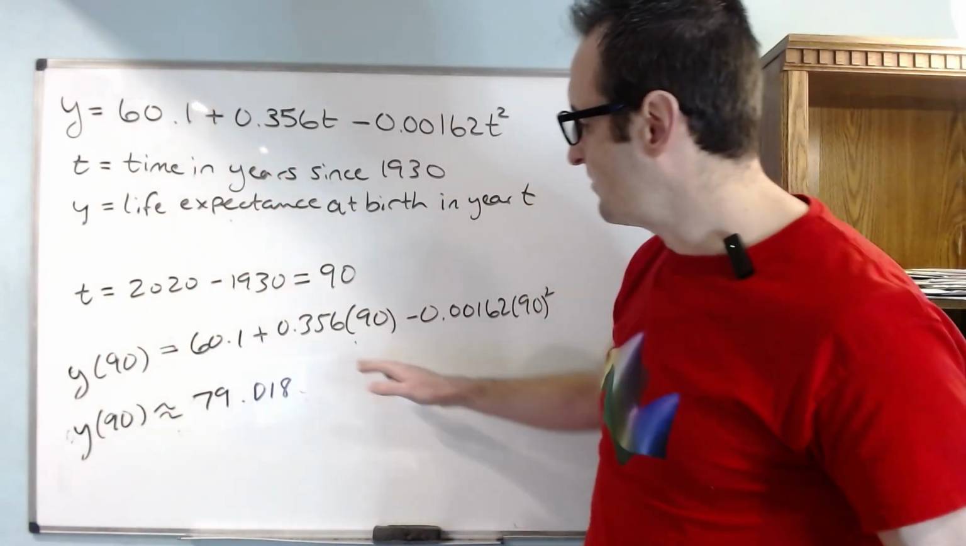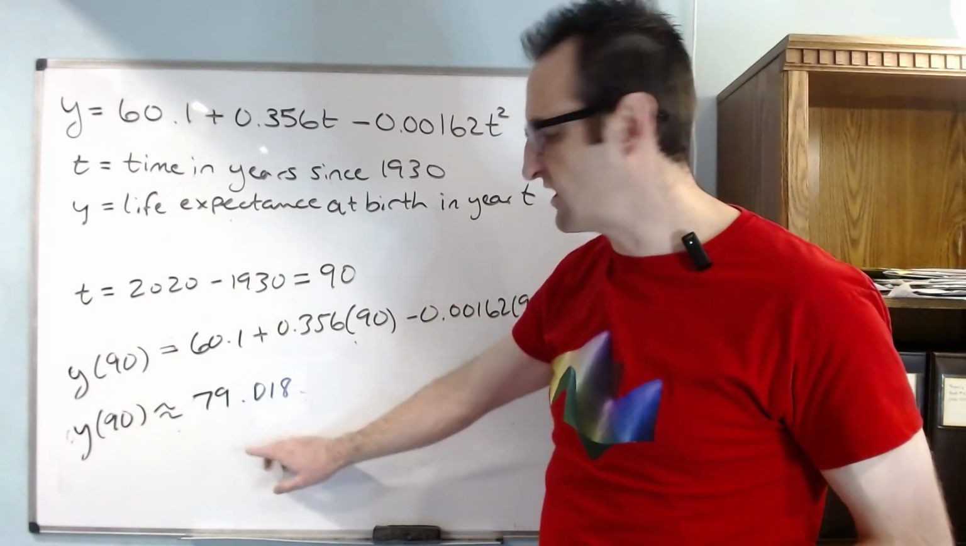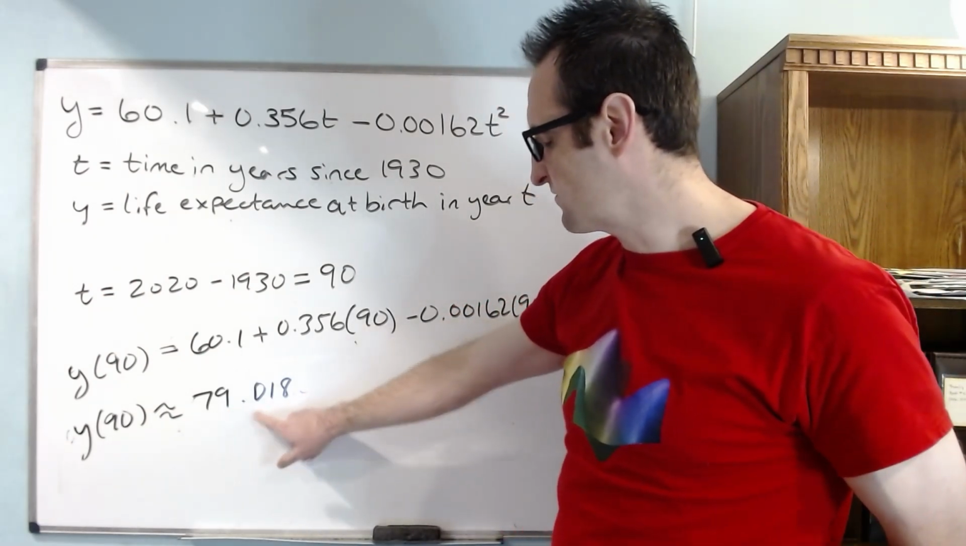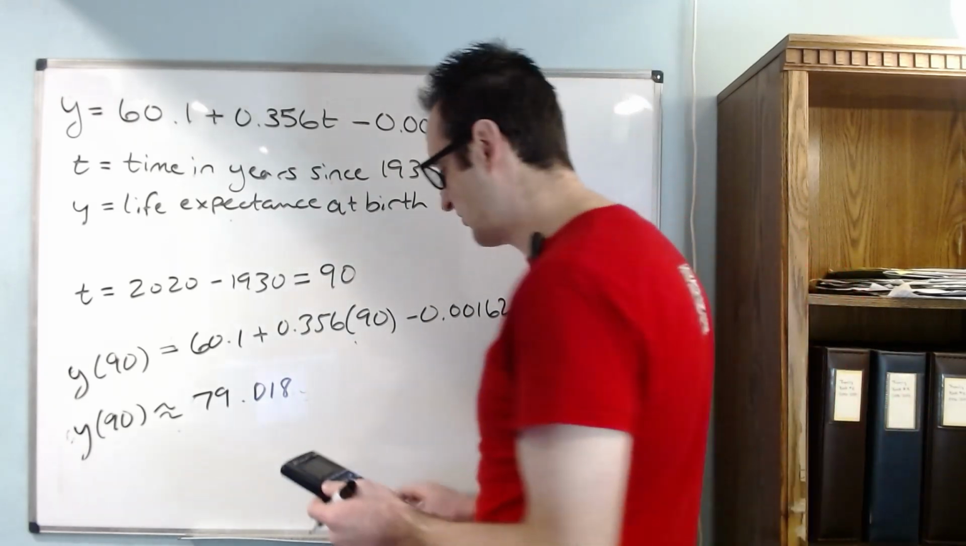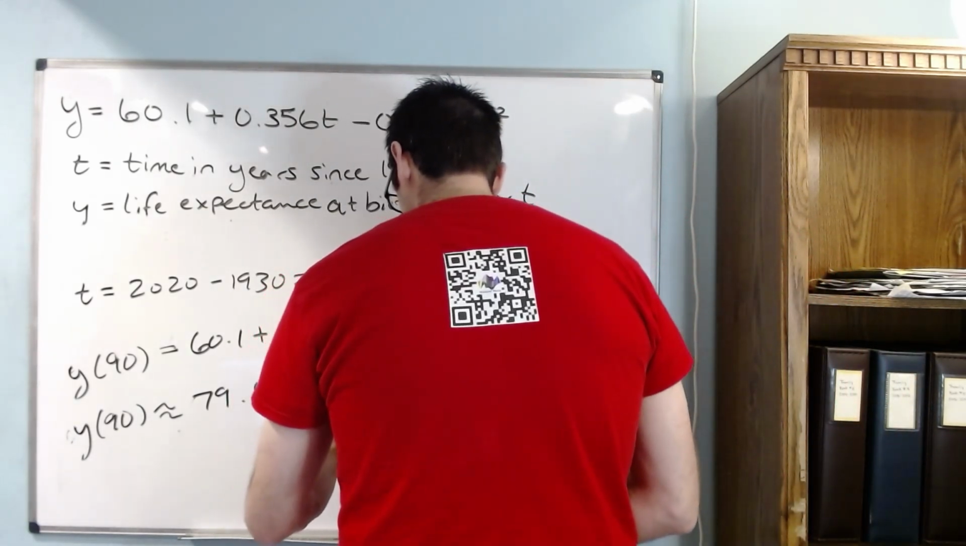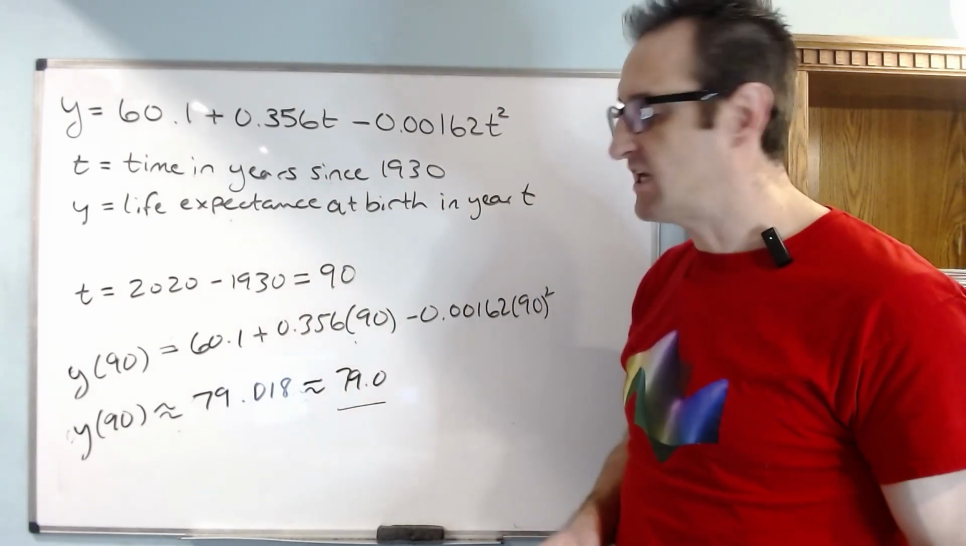79.018. Again, we have 3 significant digits for each of these guys here, so we want to round this to 3 significant digits. So that'll just be these first 3 digits here. So rounding this up to there would just give us the 79.0. And so that 79.0 is the life expectancy that this model predicts in 2020.